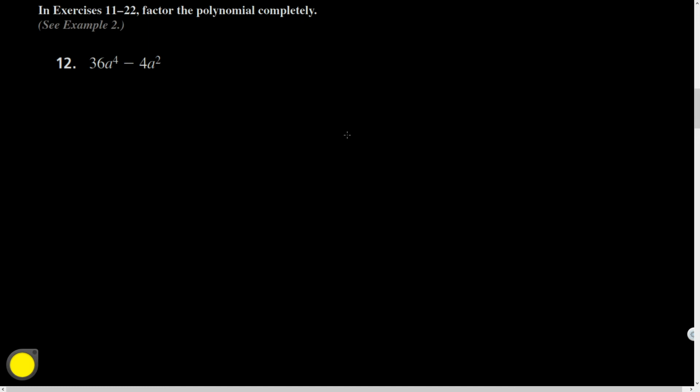So let's see. Step 1. See if I can factor by grouping. A yoink. I think I can steal a 4a squared. Now, you might have, maybe you use the difference of squares pattern right out.